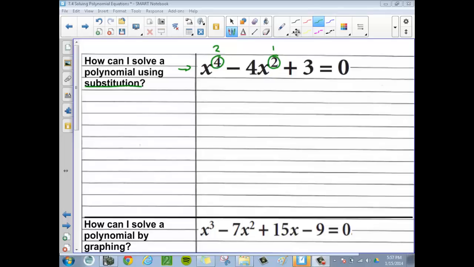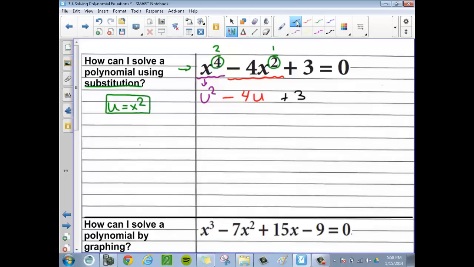So in this situation, we want to make this x to the 4th an x squared, or something squared. So let's let u equal x squared. We're just going to let that be. Okay? So we're going to say u is equal to x squared. And if we let u be x squared, this x to the 4th turns into u squared, because x squared squared would be x to the 4th. And this minus 4x squared would just turn into minus 4u. And then we would just have this plus 3 equals 0.